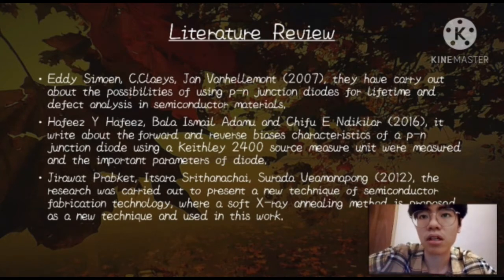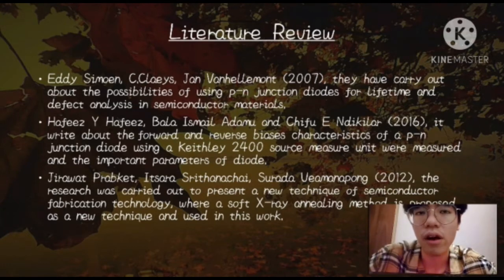Hafiz in 2016. The article talked about the forward and reverse bias characteristics of PN junction diode using a Keithley 2400 source measure unit. Besides that, we read an article written by Jirawat Praket in 2012. This article talked about an improvement of the electrical characteristics of PN junction diode by using the X-ray irradiation method.